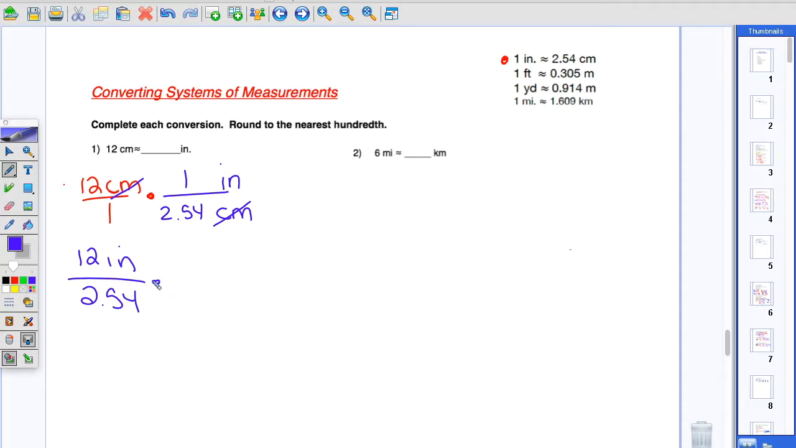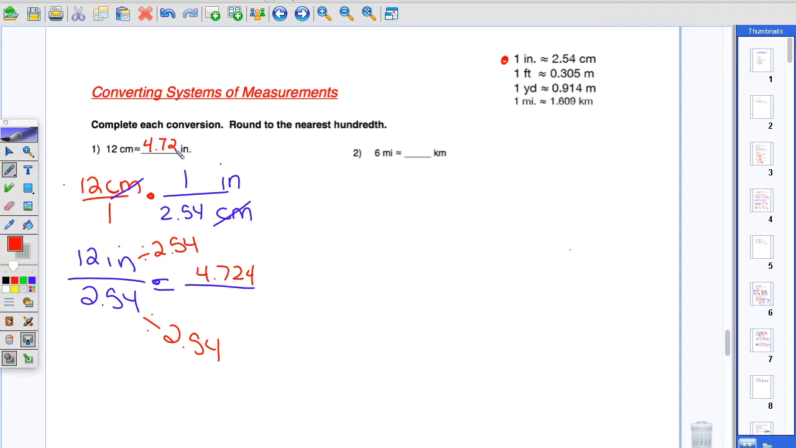We want to find out what it is as a unit rate, so we're going to divide the numerator and the denominator by 2.54. And we get 4.724. Don't forget you can use a calculator. Rounding this to the nearest hundredth, it would be 4.72. So 12 centimeters is approximately equal to 4.72 inches. Which is almost 5 inches. It's about 4 3/4 of an inch.